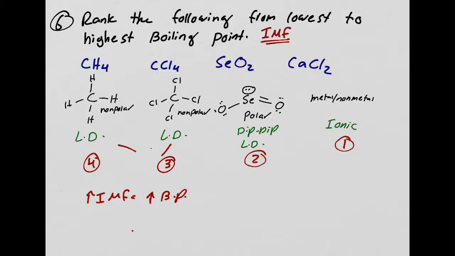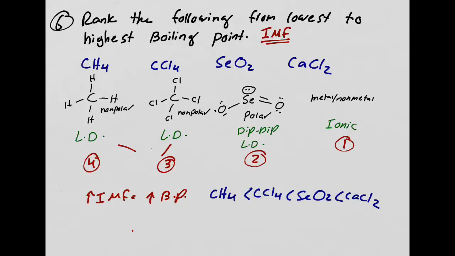You have to put more energy to break the intermolecular forces, so it will have a higher boiling point. Hopefully that makes sense. Higher IMF would end up being higher boiling point. So from the lowest to highest: CH4, CCl4, SeO2, and CaCl2.